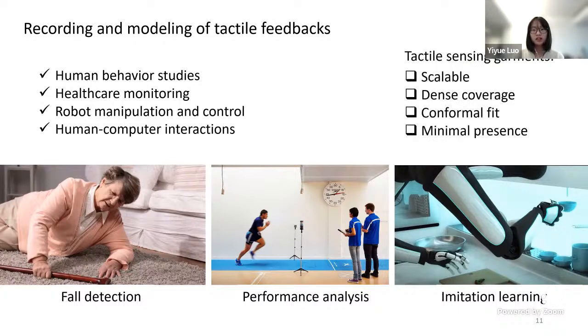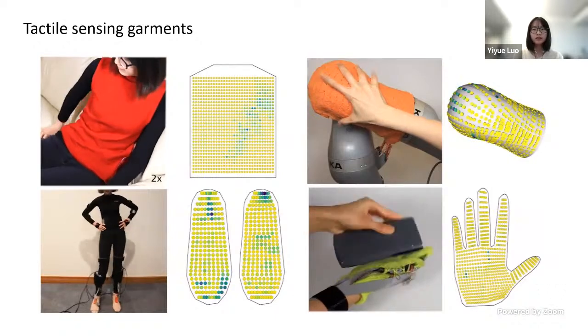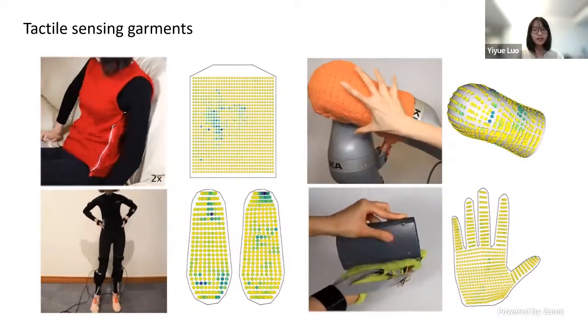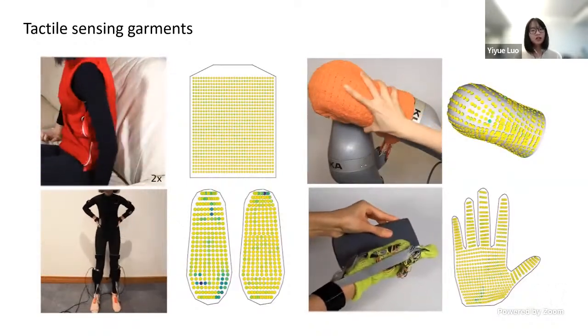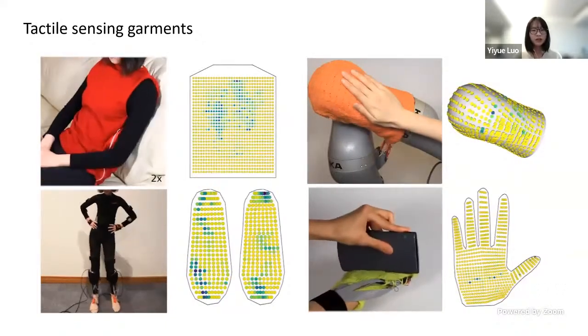However, it remains challenging as this would require large-scale wearable sensors with low cost, dense coverage, conformal fit, and minimal presence to human beings during data collection, when humans are performing daily activities. So here we present a scalable manufacturing of full-body, high-density sensing garments by seamlessly integrating functional fibers using digital machine knitting. So the designed garments are soft, stretchable like regular clothes with complex 3D conformal geometries.